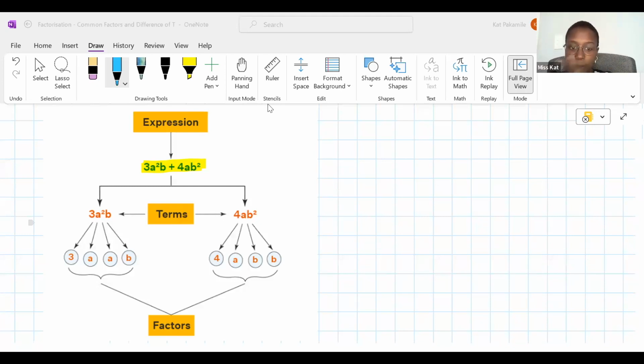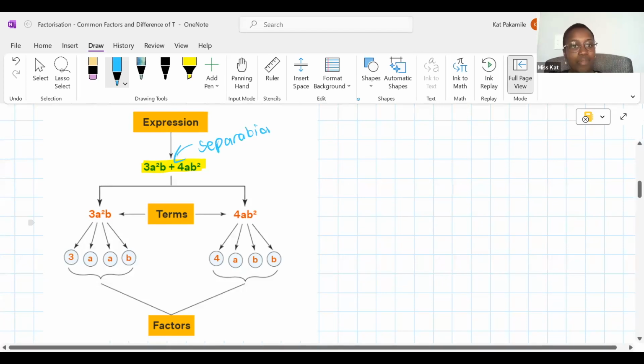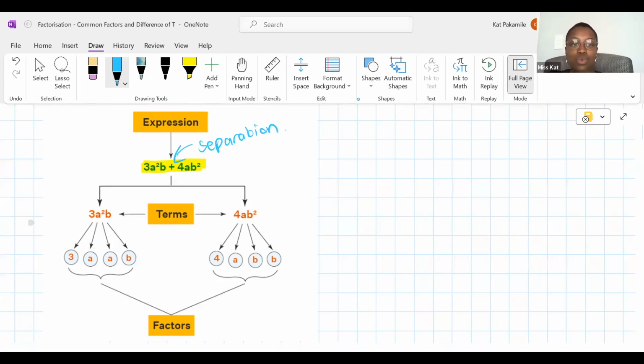Plus and minus. Plus and minus. So there's one plus here. So in this expression, we have how many terms? 2 terms. Okay. So this is the separation. That's our separation. So we have 2 terms.